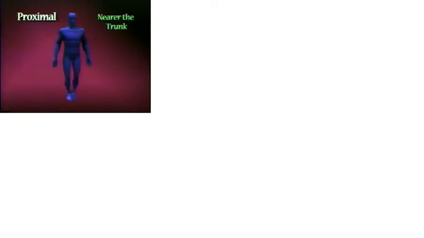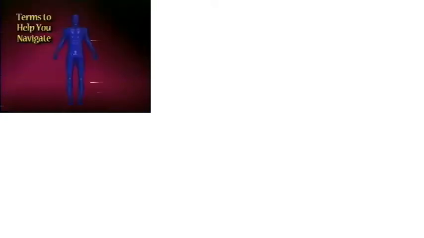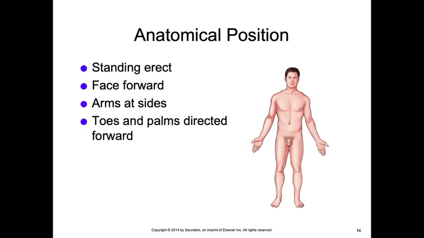Two other useful terms are proximal, meaning nearer the trunk, and distal, meaning further from the trunk. The trunk in this case refers to the axis of the body from where most limbs spring. So the elbow is proximal to the wrist because the elbow is closer to the trunk, and the foot is distal to the leg because the foot is further from the trunk than the leg. So there you have it. We've cut the body into different parts and given you the terms to help you navigate it. Memorize these and you'll be on your way.